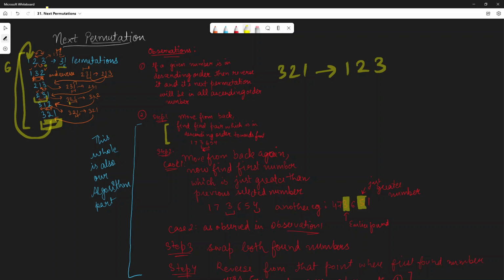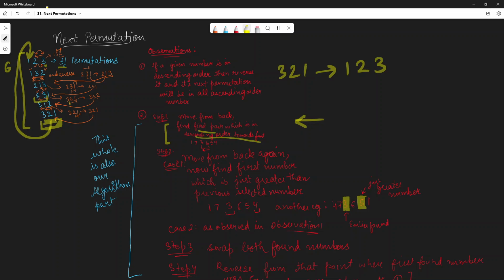In other words, we are required to find the first pair which is in normal ascending order when we go from front to back. But as we were traversing from the backward direction, for simplifying it I just chose this wording: the first pair which is in descending order towards the front.